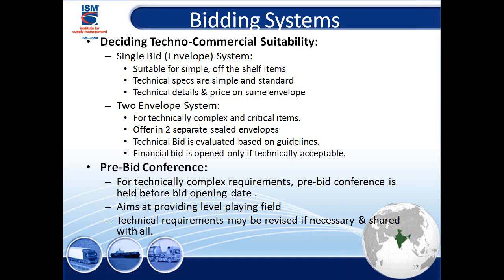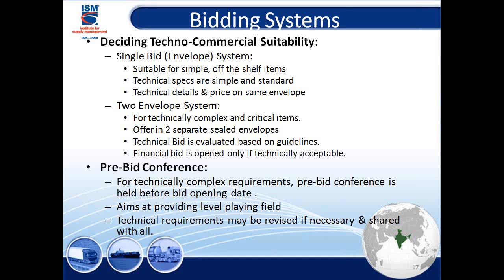The single envelope system is suitable for simple off-the-shelf items, items which are very standard and available off the shelf. I'm buying bearings, ready-made stuff, and each one conforms to its international standards. So technical specs are simple and standard. Technical details and prices are in the same envelope. So in a single bid, give me the technical specs and the price in the same envelope.